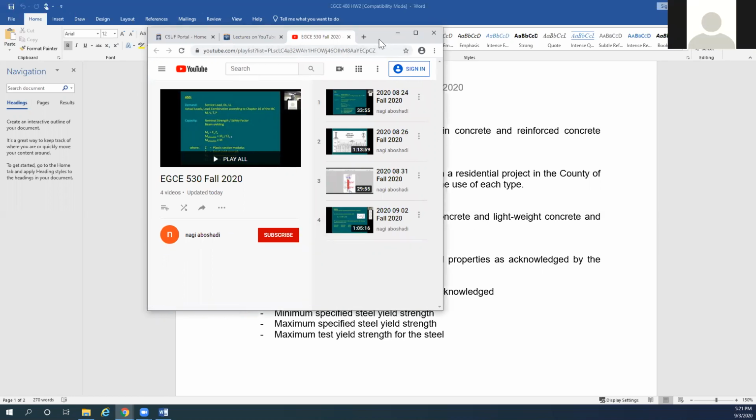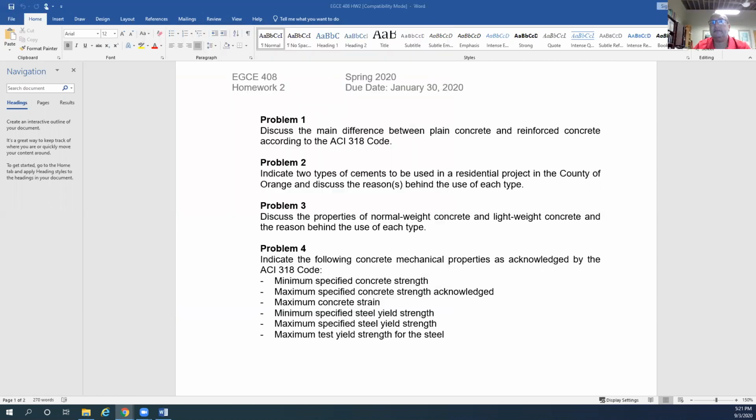I think Canvas itself also has some sort of platform to put videos. Yes, you can put a video, but it's going to be heavy. And I don't want to fill it, because I'm going to put all the lectures. It's going to be just too much. And YouTube is free.